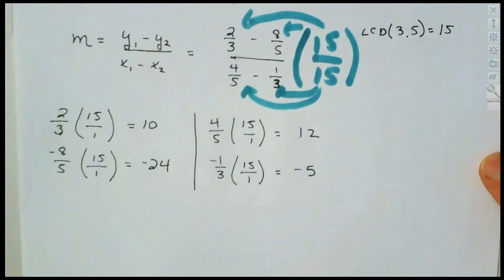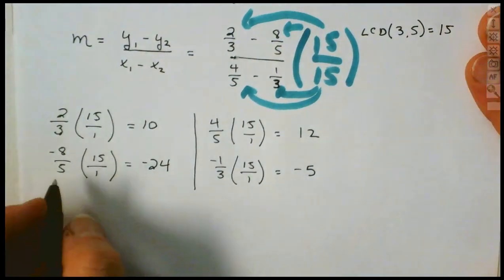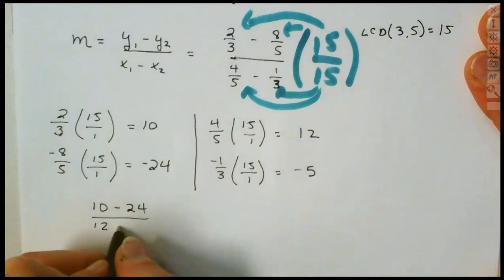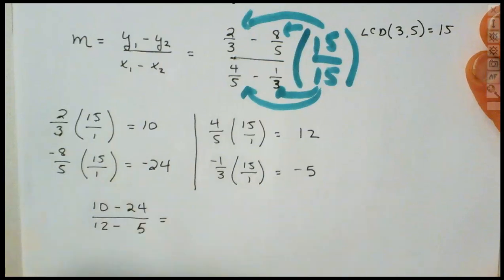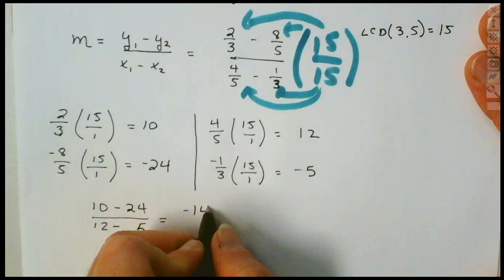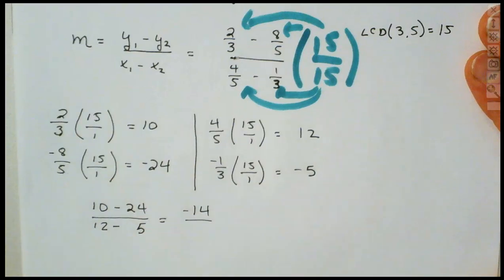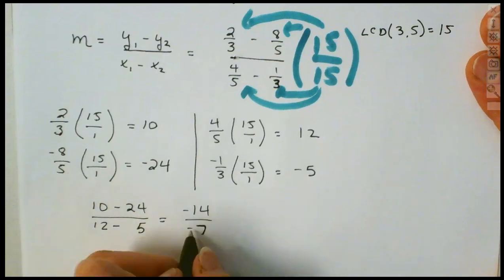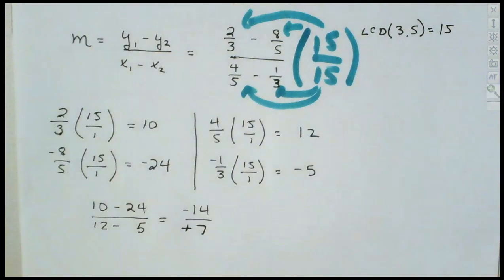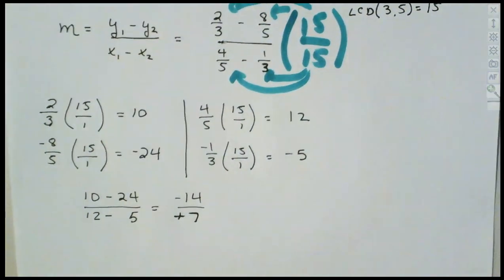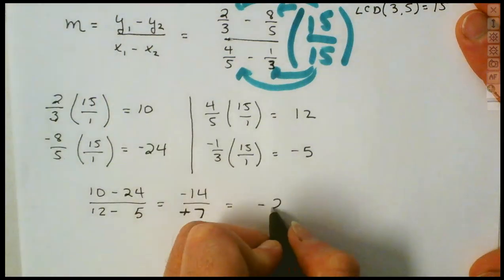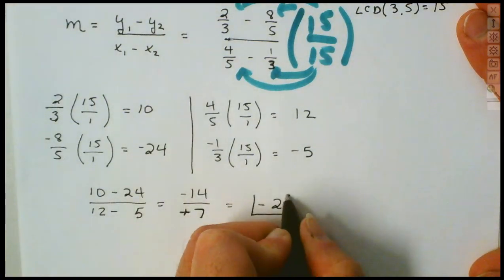Now we're almost done. Put the pieces back together. So we've got 10 minus 24 over 12 minus 5. 10 minus 24 makes it a minus 14. 12 minus 5 makes it a positive 7, sorry, if I did the math right there. That's going to be a positive 7. And what do we know now about negative 14 over a positive 7? Negative 14 divided by positive 7 comes out to be negative 2.